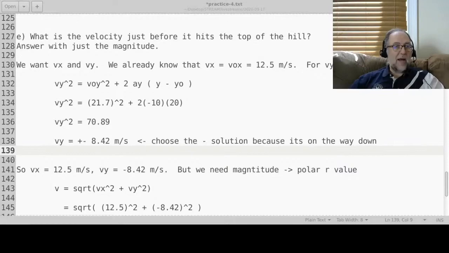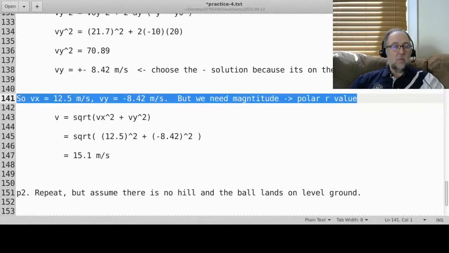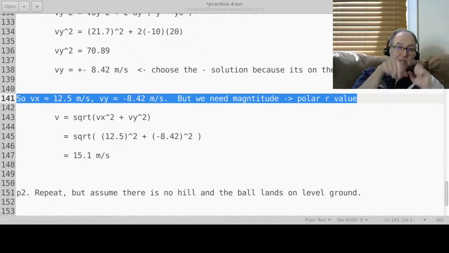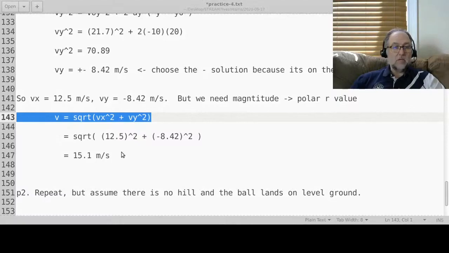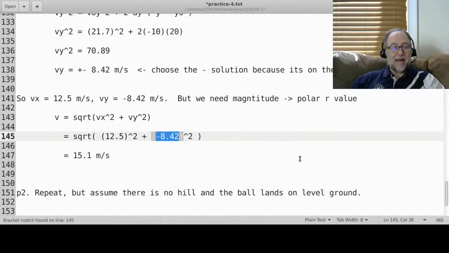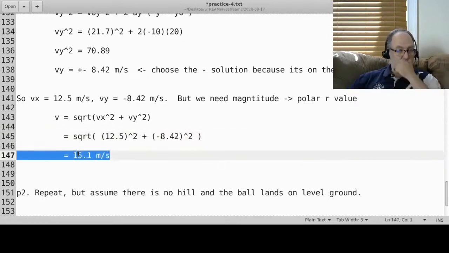Now that we have both vx and vy, you say, well, what do I do with that? We want the magnitude. The magnitude is like r in the lectures on vectors, and so that's the square root of the x component squared plus the y component squared. That's what we mean by magnitude. Just plugging in, you get the answer. The only thing to be careful of is that when you square the negative 8.42, square the negative along with it, because a negative number times a negative number is a positive number. Just make sure you have that negative in there, and the answer turns out to be 15.1. So there it is.